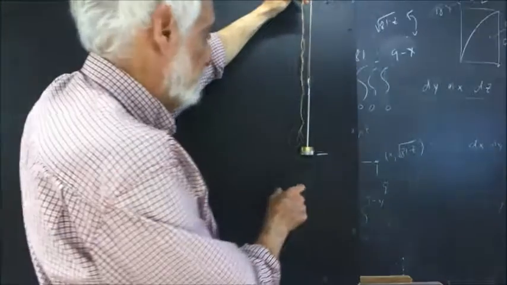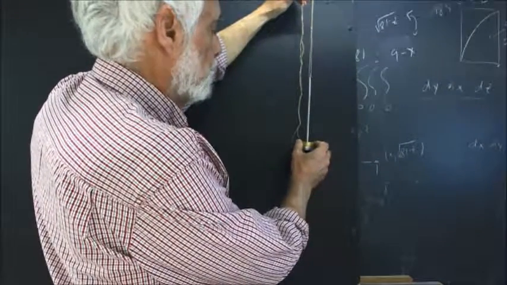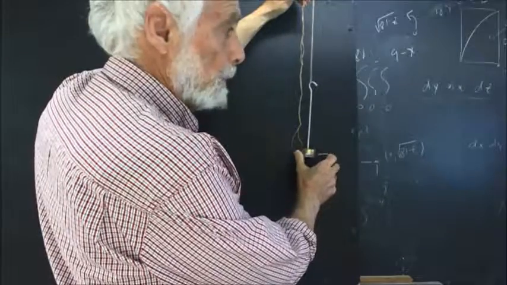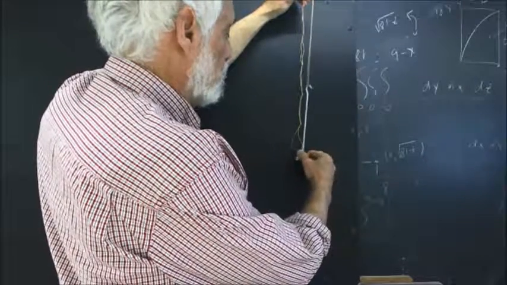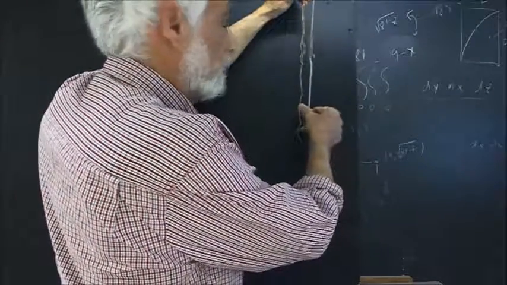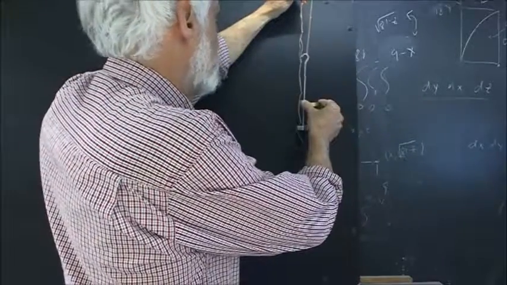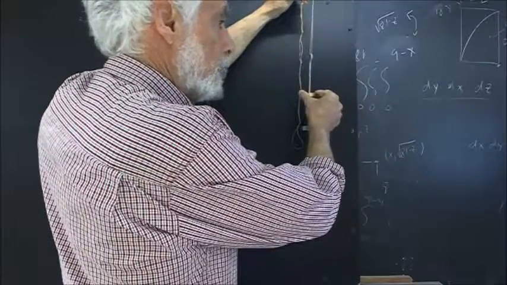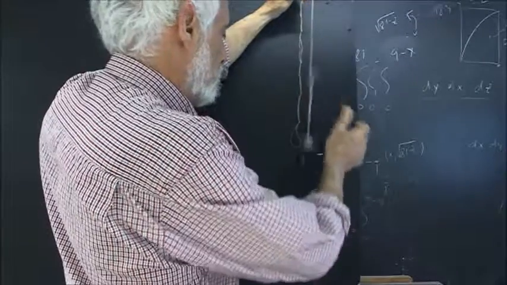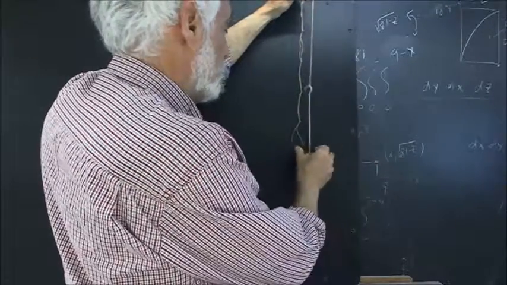Okay, now I've got the system in an equilibrium position here. I'm going to take this mass off of the hanger, and then I'm going to hold the mass here and drop it. And you see what happens.